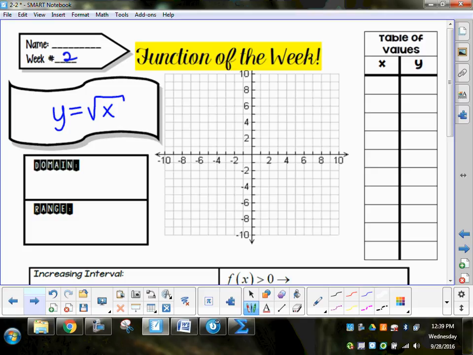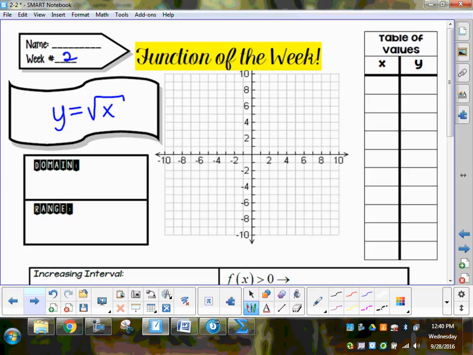So instead of mindlessly going into the calculator, who can tell me an input that's going to give us an output if that's our function? Hands up, please, if you can tell me an input that's going to give us an output if our function is y equals the square root of x. 0, if that's my input, what's the output? Okay, that's 1 point that's going to be on the graph.